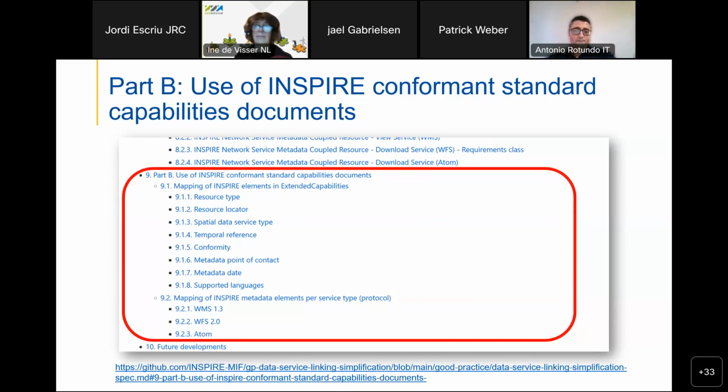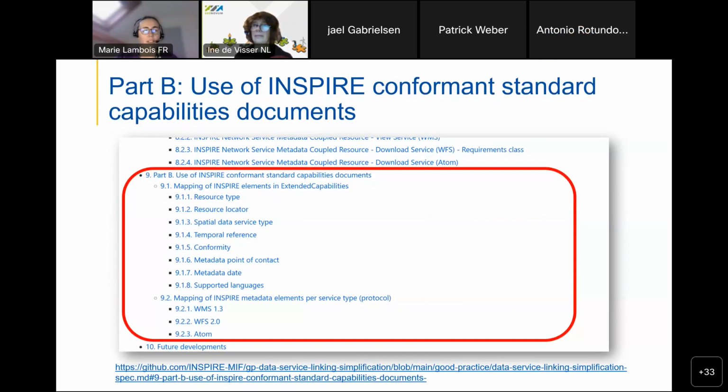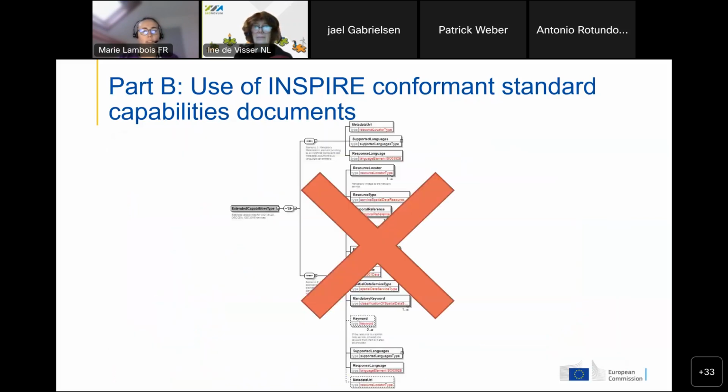Thank you, Antonio. So as Antonio just said, I'm talking about part B. It corresponds to chapter 9 in the simplification good practice. Next slide, Ines, please. Basically the idea is just to be able to get rid of the extended capabilities part of the get capabilities of the web service. Next slide, please.